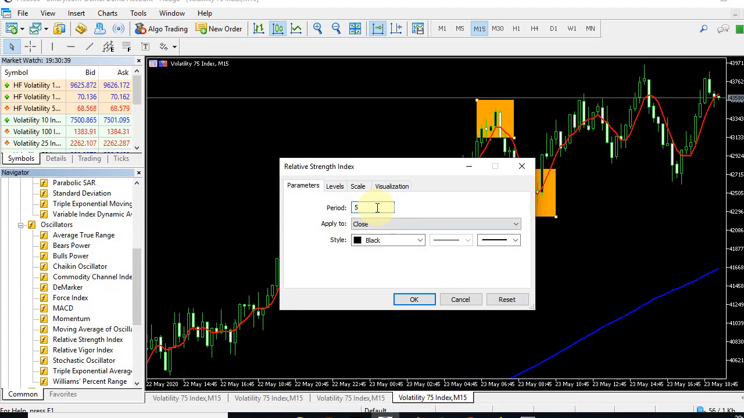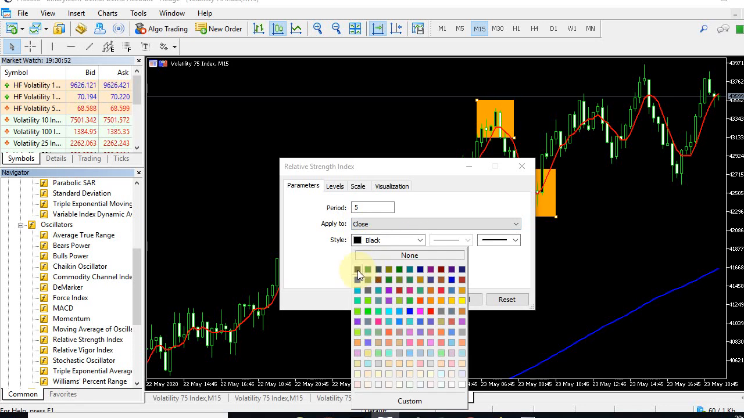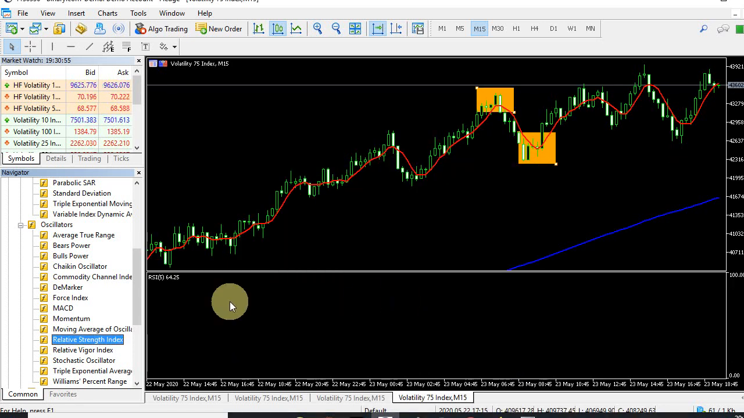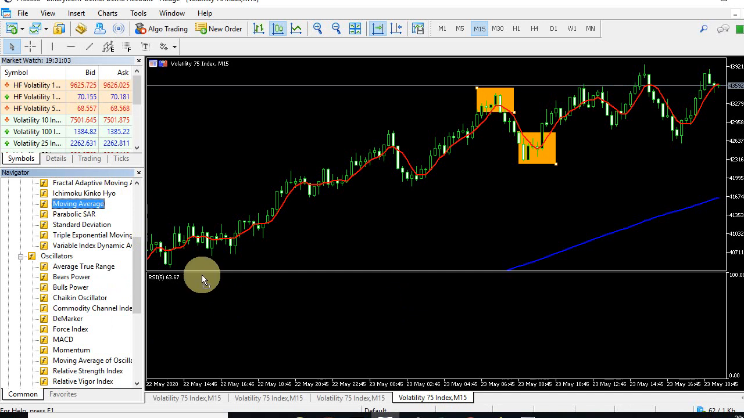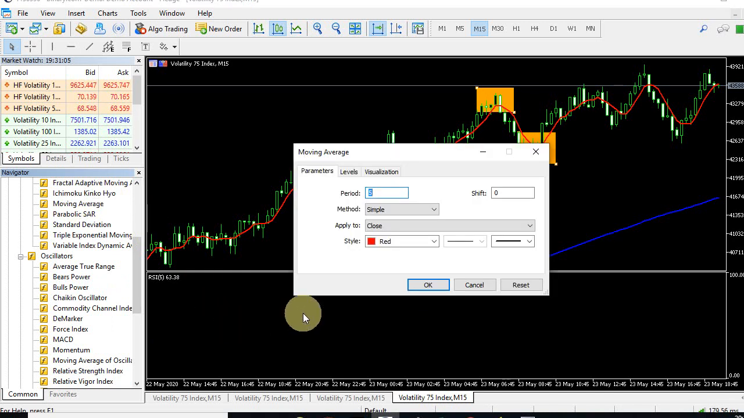For the settings, the relative strength index period will be period 5. Apply to close, and then the color will be black. Okay, then the moving average will be the next indicator you are going to load on the relative strength index window, and the period for this particular moving average will be 33 period, simple, and the color will be blue.